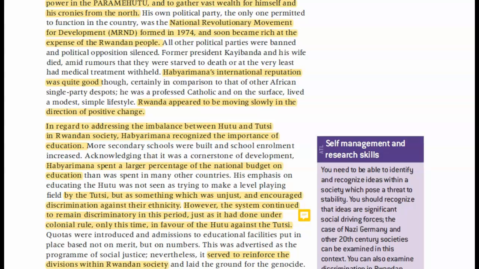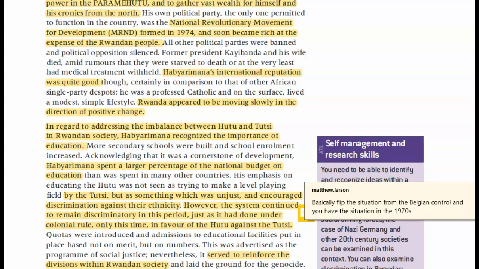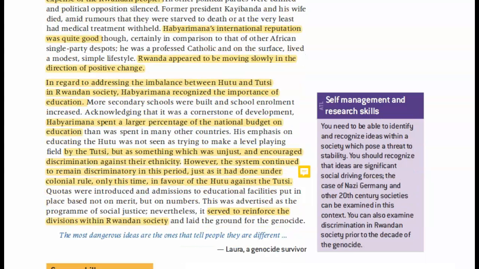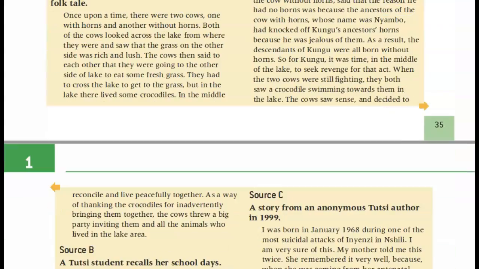The system is going to remain discriminatory, just as it had under colonial rule, only this time it is going to flip. If you look at how it was in Rwanda, basically flip the situation from when the Belgians were in control. That's what it's going to be like when Habyarimana is in control. When the Belgians were in control, it was all about the Tutsi having power. Habyarimana is going to flip that, all about the Hutu having power. It's going to serve as a reinforcement for the social division within Rwandan society.